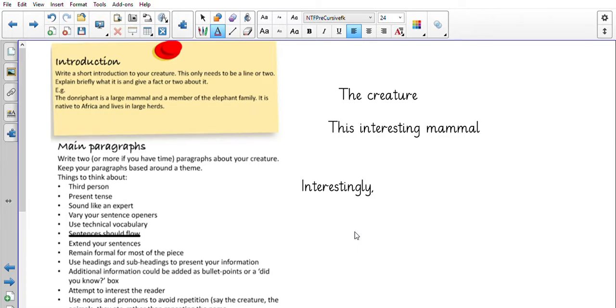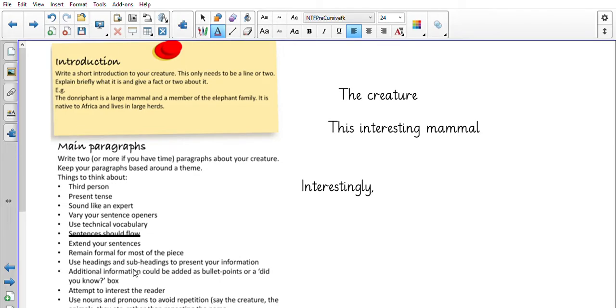Okay, so I want to see that it's written in third person, in present tense. It sounds like an expert. You are the expert of this creature because you are making it up. Different sentence openers, technical vocabulary, sentences which flow. Extend your sentences. So think about extending your sentences. You may want to be using some conjunctions. Remain formal. Headings and subheadings.